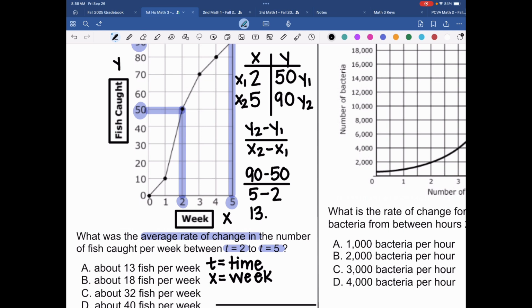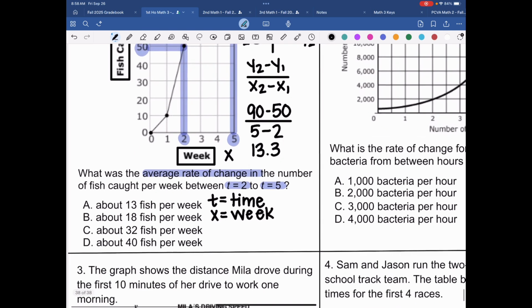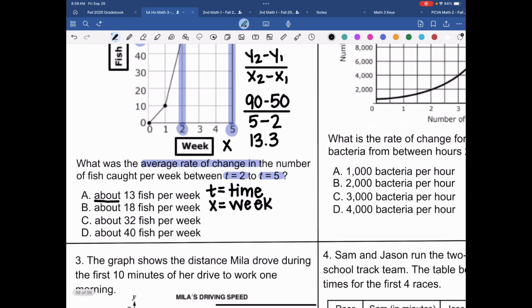So again, if you notice in our problems, they all say about, meaning that it was within that typical number. So approximately. So about 13 fish per week.